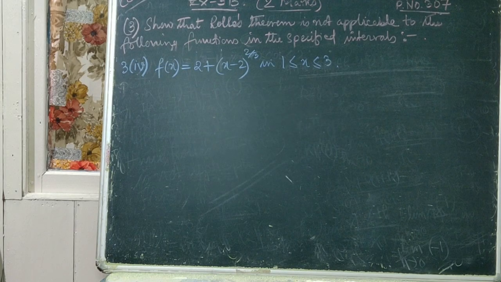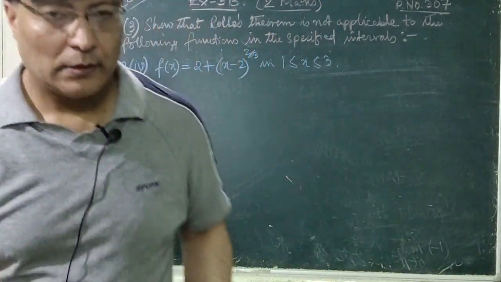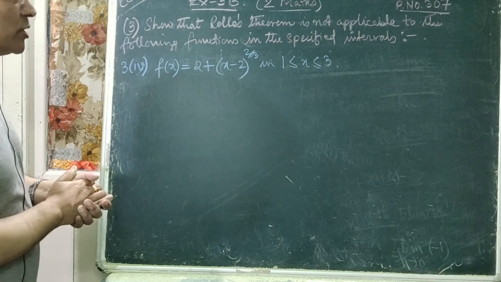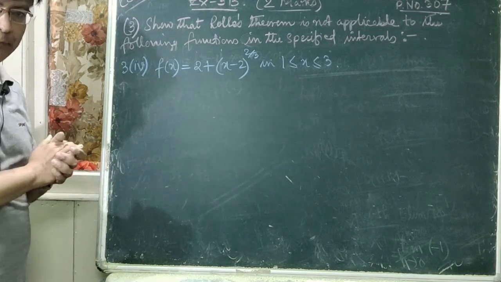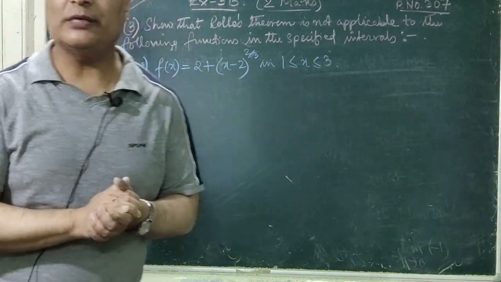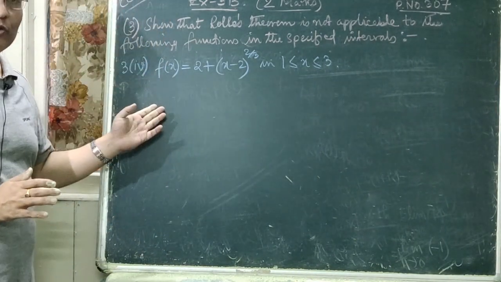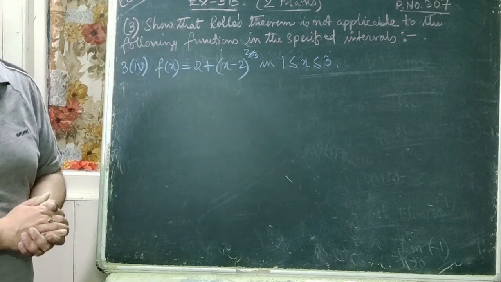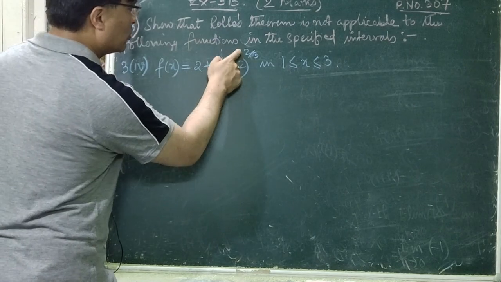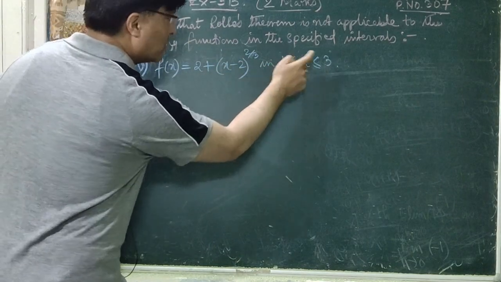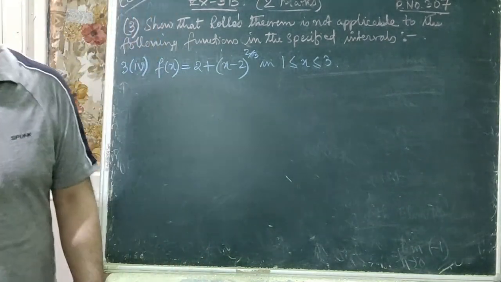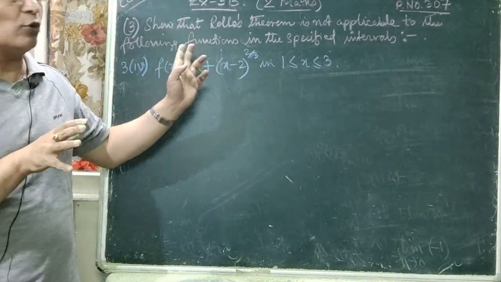So now we'll do the next question, that is question number 4 of exercise 3. You have to show that in this case also Rolle's theorem is not applicable for the following function in the specified intervals, right? The given function here is f of x is equal to 2 plus (x minus 2) whole to the power 2 by 3 in the closed interval 1 less than or equal to x less than or equal to 3. Let us first check whether the function f of x is differentiable in the open interval or not.